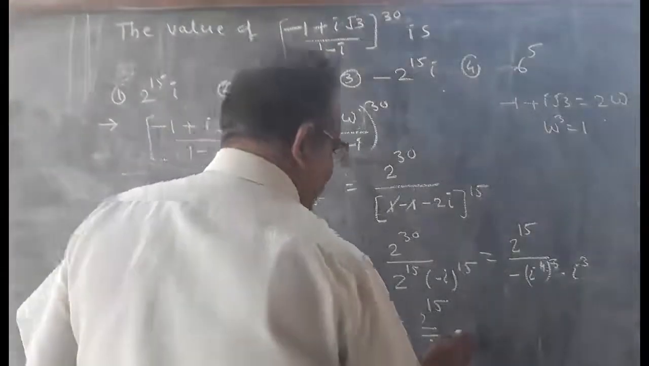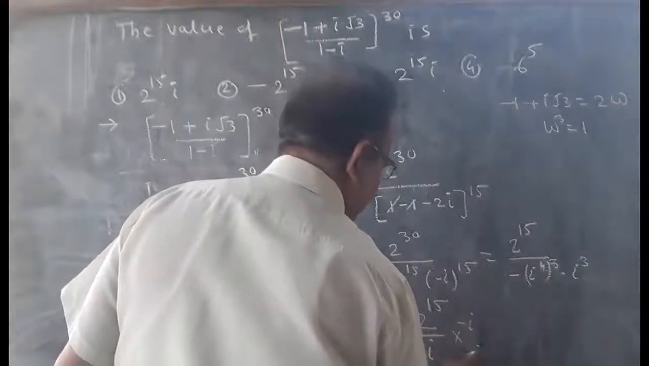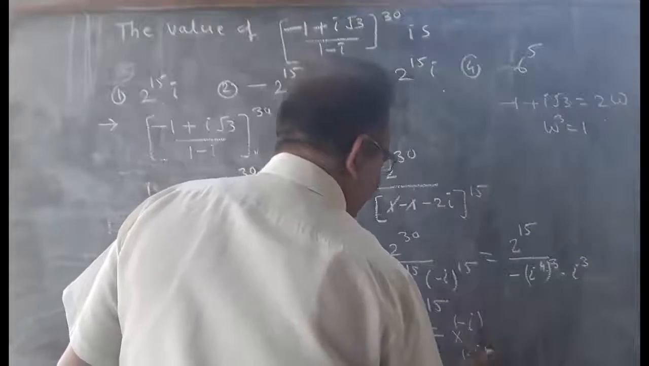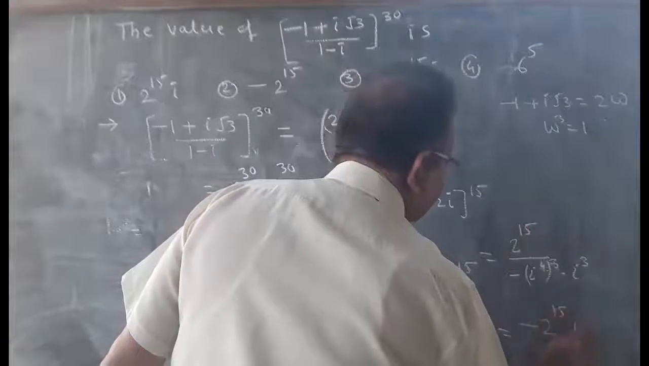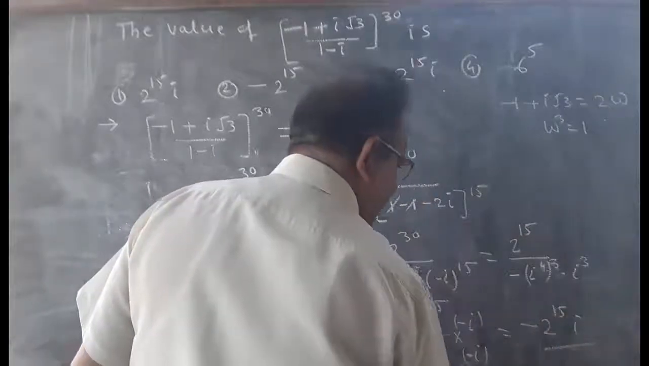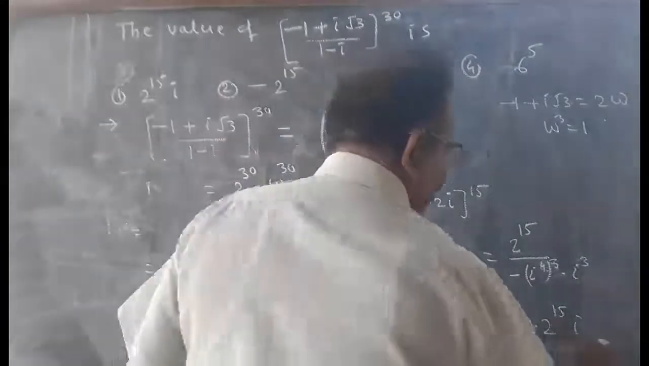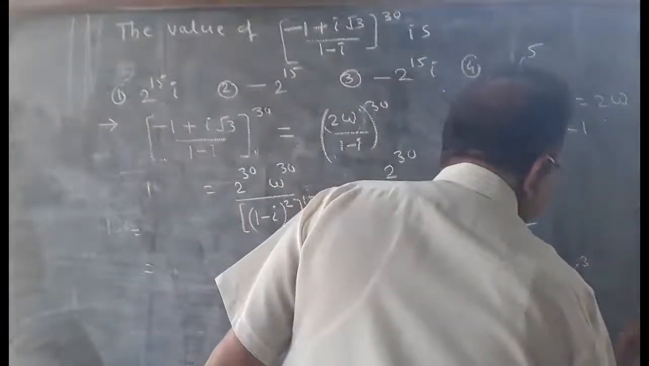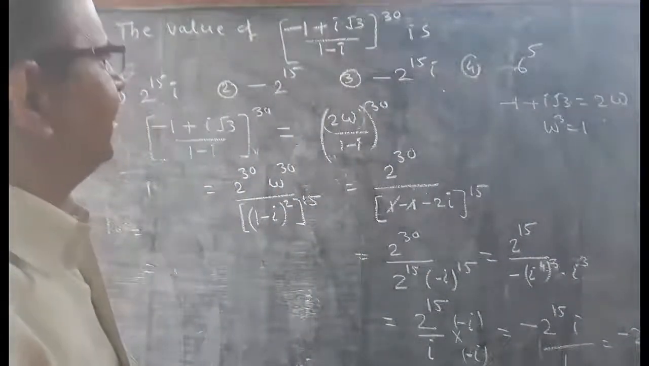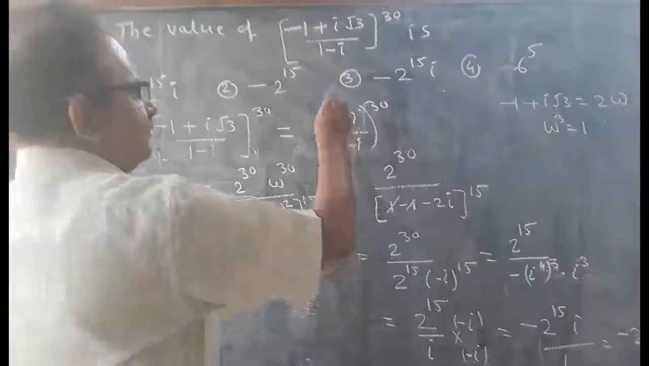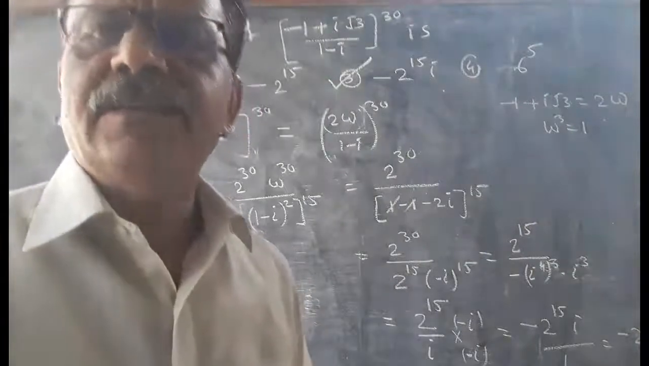If I multiply and divide this by minus i, the complex conjugate of this number, I will get minus 2 raised to 15 i divided by minus i square, that is nothing but plus 1. Therefore, the answer will be minus 2 raised to 15 into i. And the correct option is third. Minus 2 raised to 15 i is the correct option for this problem.